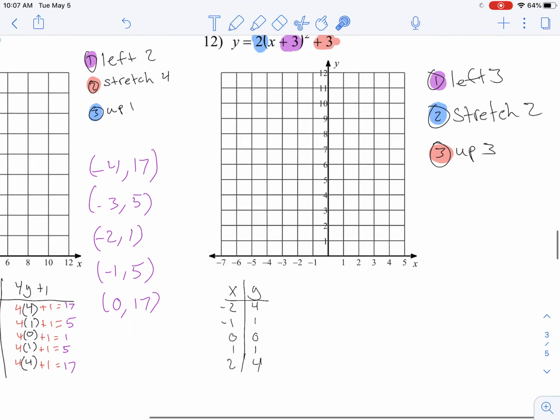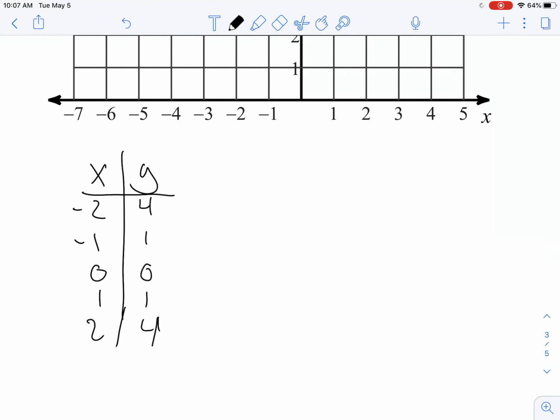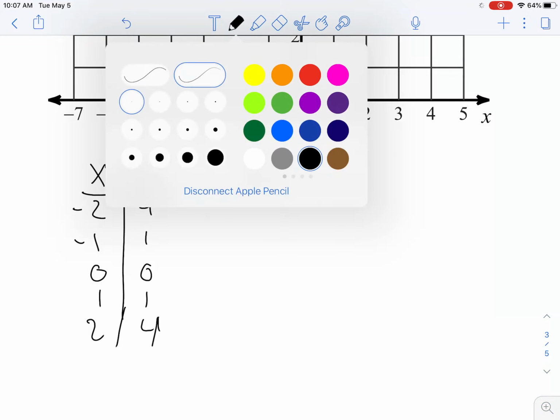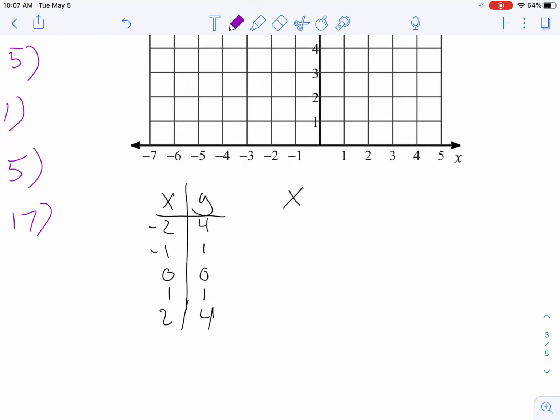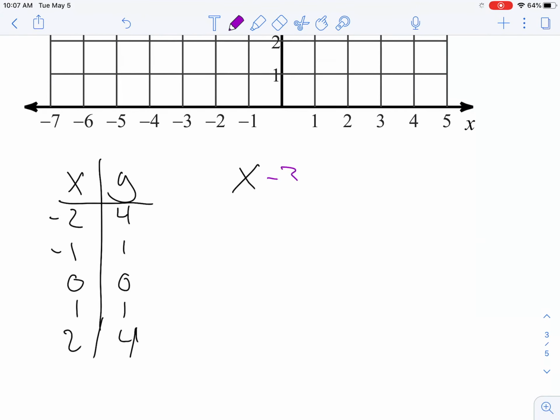So step number 1 is left 3. So for my x value, to move left 3, we're saying -3. So we're going to take our x value from our parent table and subtract 3.